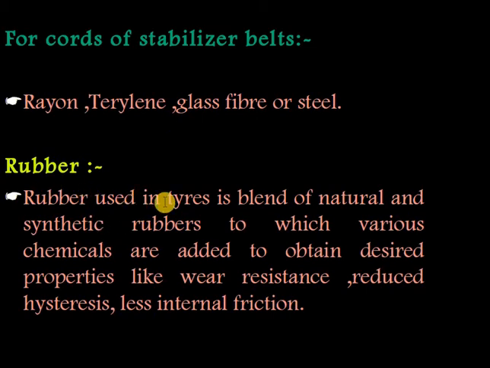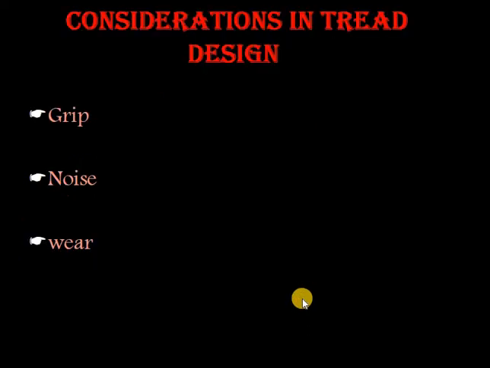The rubber used in tires is a blend of natural and synthetic rubbers, to which various chemicals are added to obtain the desired properties like wear resistance, reduced hysteresis, and less internal friction. Considerations in tread design: grip, noise, and wear. These are the three parameters mostly considered in a tread design.